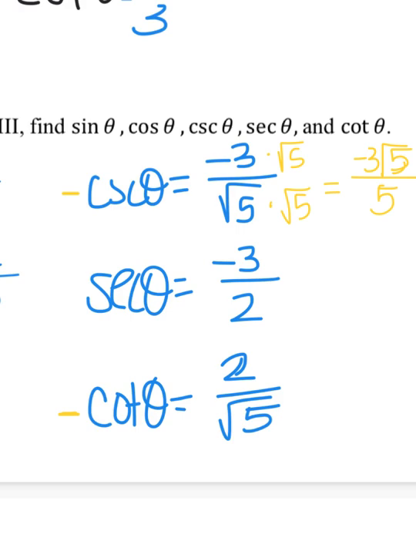Cosecant is good now. Cotangent, you're going to multiply the top and the bottom by the square root of 5. So 2 times the square root of 5 is 2 square root 5. Divided by the square root of 5 times the square root of 5 is 5.